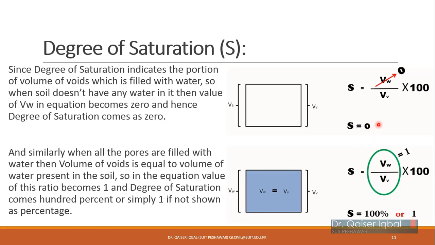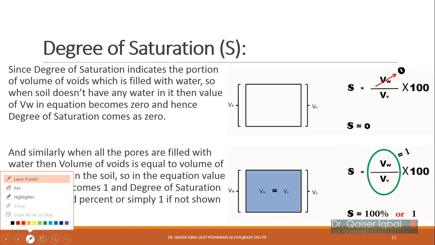So for fully dry soil, the degree of saturation will be equal to 0. For fully saturated soil, the degree of saturation will be either 100% if you are representing it as a percentage, or it will be equal to 1 if you are representing it as a ratio and not multiplying with 100. And for partially saturated soil, the value will be between 0 and 1. For example, if the degree of saturation value is 0.5, it means that 50% of the voids are filled with water and 50% of the voids are filled with the air.